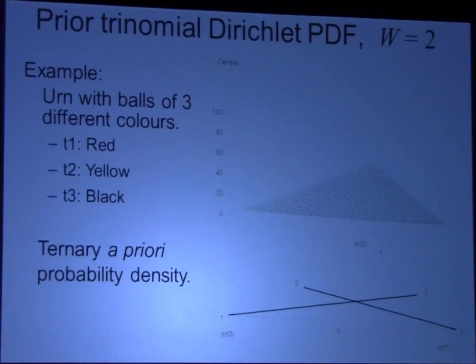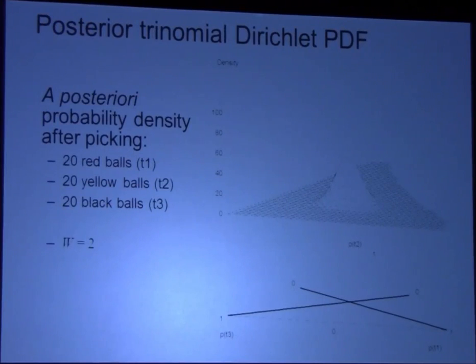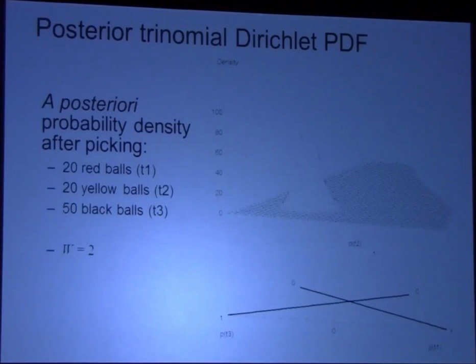Therefore, the non-informative prior rate has to be equal to 2 in order to allow new evidence to actually influence the prior. Let's say we pick 6 red balls, 1 yellow, and 1 black. That's what you get. Pick some more balls, 20 of each. That's what you get. Pick more balls, and you have 50 black balls, and this is what you get. So you see how the Dirichlet shape becomes higher and narrower. And after having picked lots of balls, it will be a sharp peak.